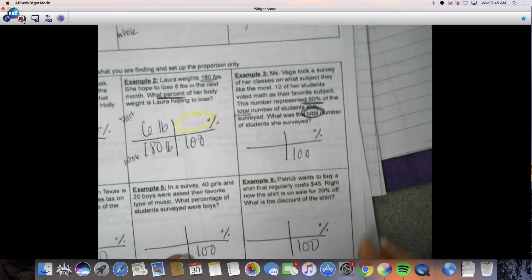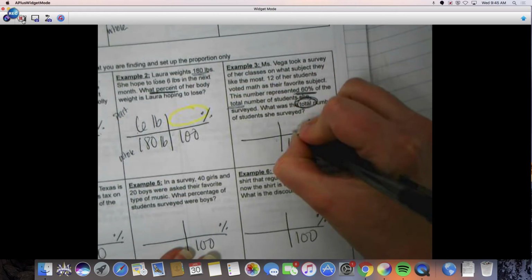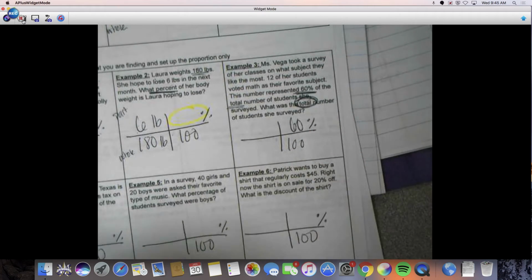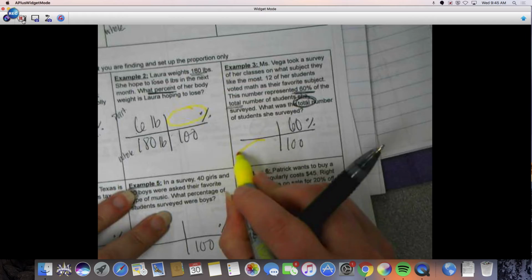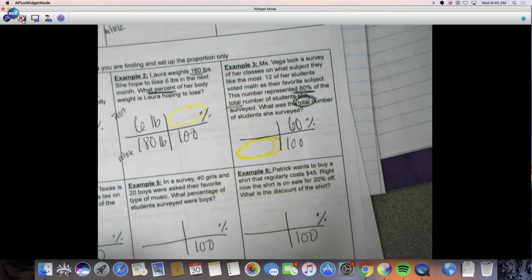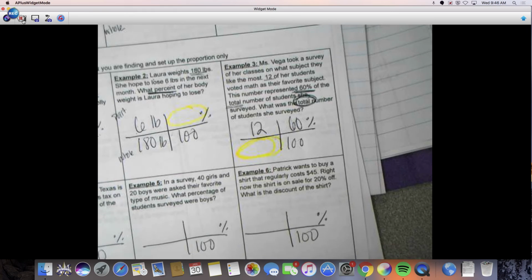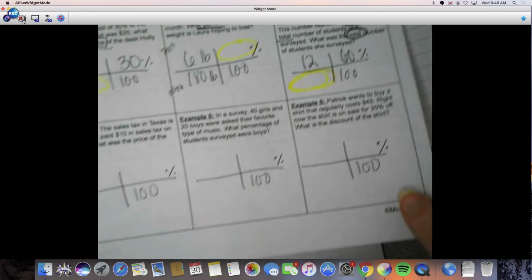That should have given you the hint. So you automatically knew 60% goes on top. You're searching for the total, and you know the word total goes with the whole. And 12 is the part. That's the part of her class that voted for math. Hopefully you got that correct. Let's look at example 4.